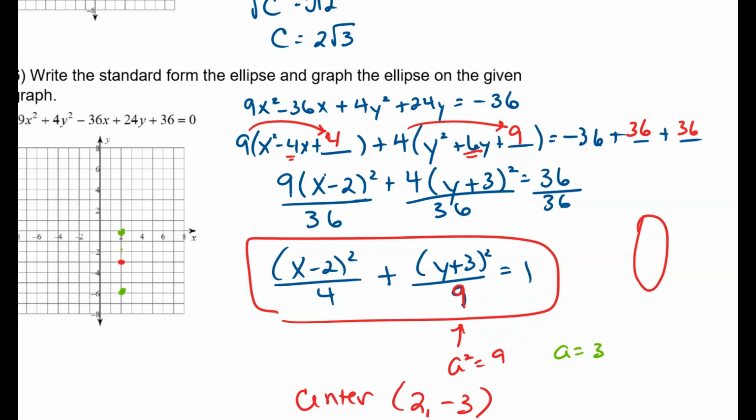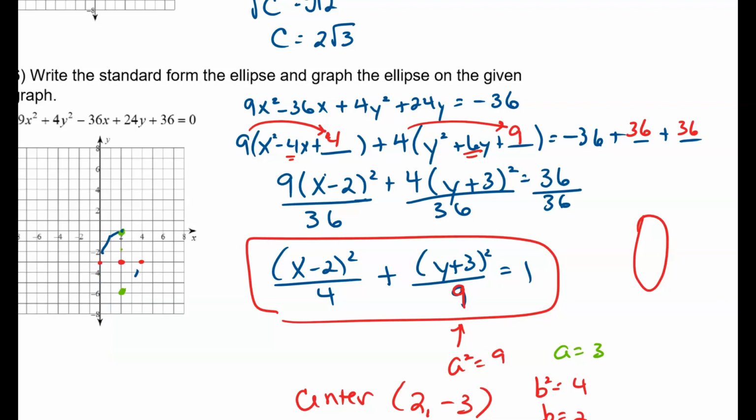I'm going to use b squared, which is 4, to get b equal to 2. That gives me half the length. The 2 is half the length of the minor axis. And that means I'm going to go right and left 2. And then I can draw my final ellipse by connecting my vertices.